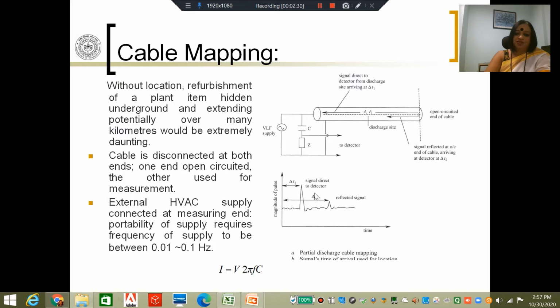So now the situation is that you have two signals. So you will register two signals. The first signal will have a high magnitude. This is the signal which travels directly to the detector. And at some time later, at delta T2, there will be a smaller signal, of lower magnitude, which is definitely the reflected signal. So when you combine the information of the time lapse between the direct signal and the reflected signal, knowing the velocity of the waves, this will give you a way of estimating the location of the discharge site in between these two open ends.